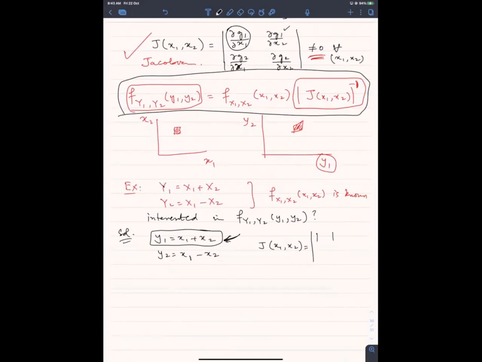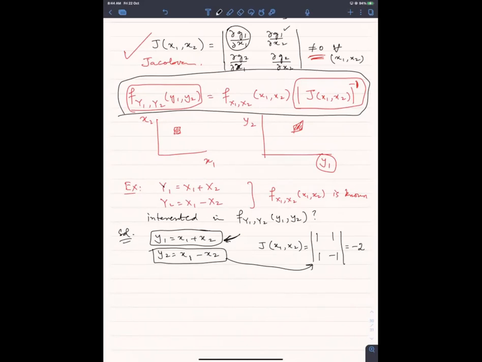Partial derivative of g2, which is this guy, second guy here, partial derivative of g2 with respect to x1 is 1. And with respect to x2 is minus 1. And this answer turns out to be, this determinant turns out to be minus 2.